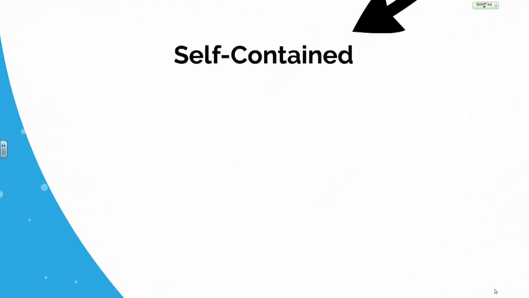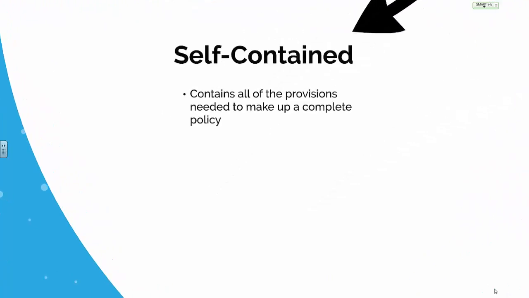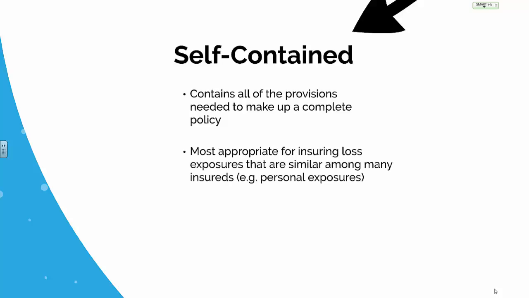First, a self-contained policy. This contains all of the provisions needed to make up a complete policy. It's most appropriate for insuring loss exposures that are similar among many insureds, such as personal exposures. Examples are personal auto and the business owner's policy.